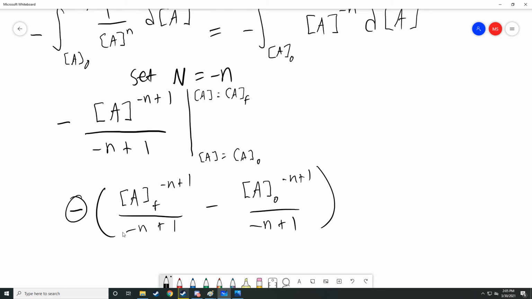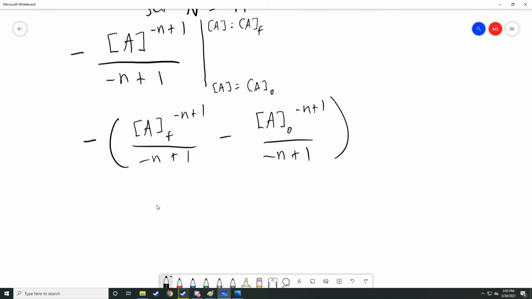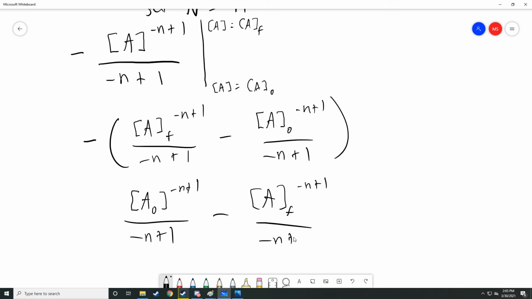Good. Notice this negative sign here has the effect of making this a negative and making this a positive. It's just going to flip what they are, so I'm going to rewrite them in the opposite order. So I'm going to say that is equal to A naught negative n plus 1 over negative n plus 1 minus A final negative n plus 1 over negative n plus 1.